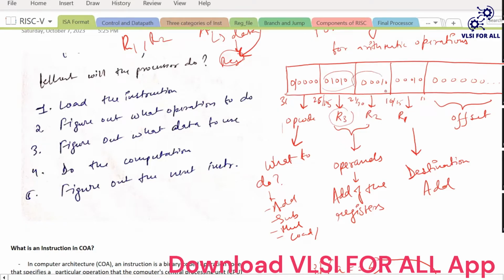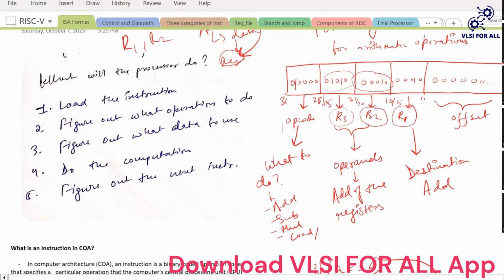Fine. This is the second operand, which is our R2. These two are called operands, and these are the address of the operands. We'll dig deep into this and we'll understand even better. But for now, let's try to understand the format of the instruction. And this 15th to 11th bit, this is our destination address or destination register's address.